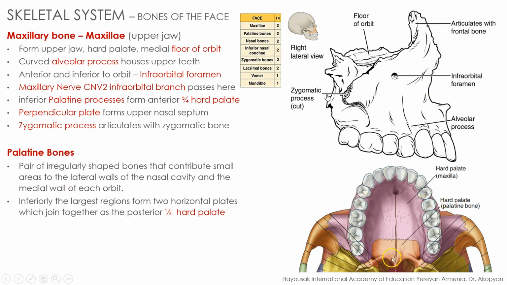The palatine bones, as I said earlier, form the posterior 1/4 of the hard palate, and are a pair of irregularly shaped bones that contribute small areas to the lateral wall of the nasal cavity and the medial wall of each orbit. Inferiorly, as I said, the largest regions form the two horizontal plates which join together as the posterior 1/4 of the hard palate.